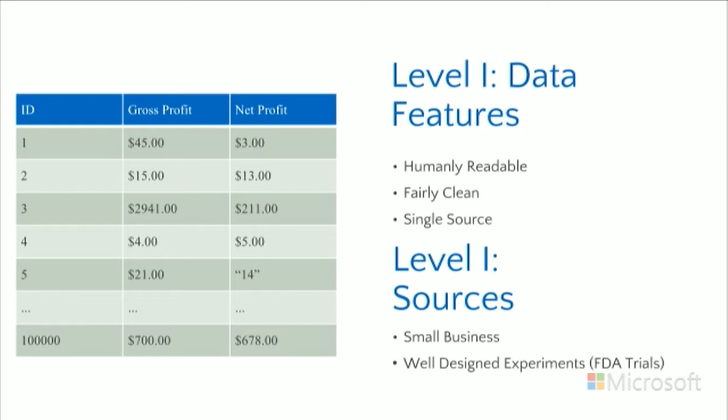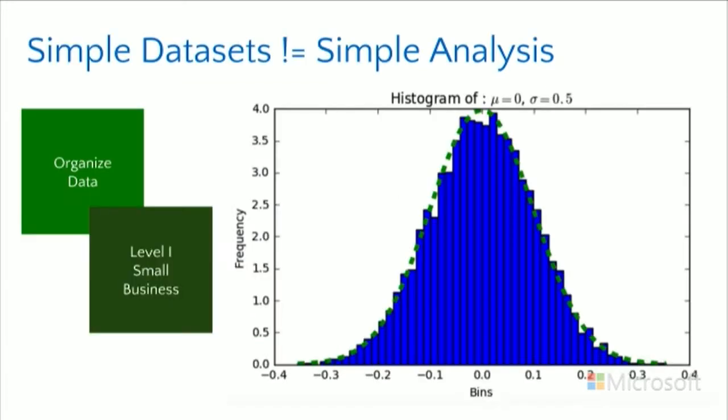As I said, where you'd see this sort of thing is maybe small businesses, or in the biology scene, you'd see them in FDA trials of well-designed experiments. But having a simple data set doesn't mean the analysis is automatically simple. In fact, small data sets can actually be harder to analyze in some ways because you don't understand what's going on in the data. There just aren't enough data points to really get your head around them. So that's the general sense with level 1 data.